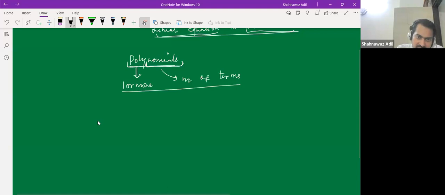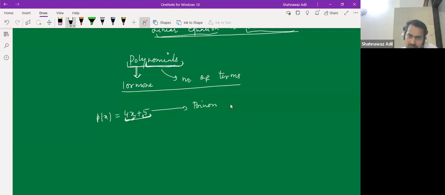So let's say that I have p(x) equals 4x plus 5. How many terms do I have? Two terms, right? You are correct. We have two terms. So this is called a polynomial which contains two terms, so this will be called a binomial. Why? Because it contains two terms.